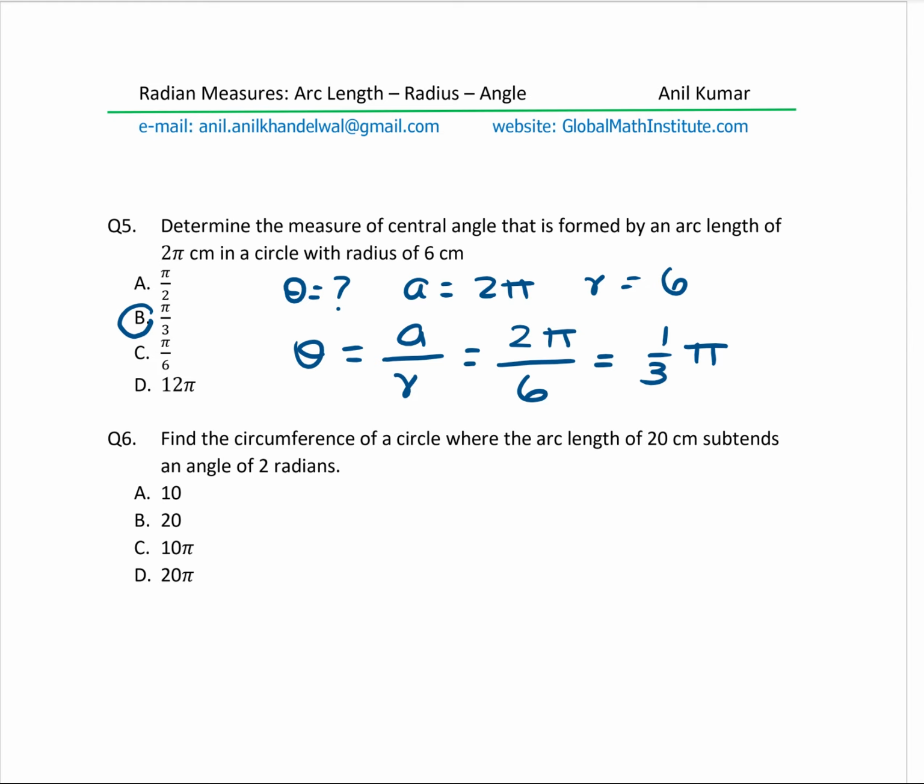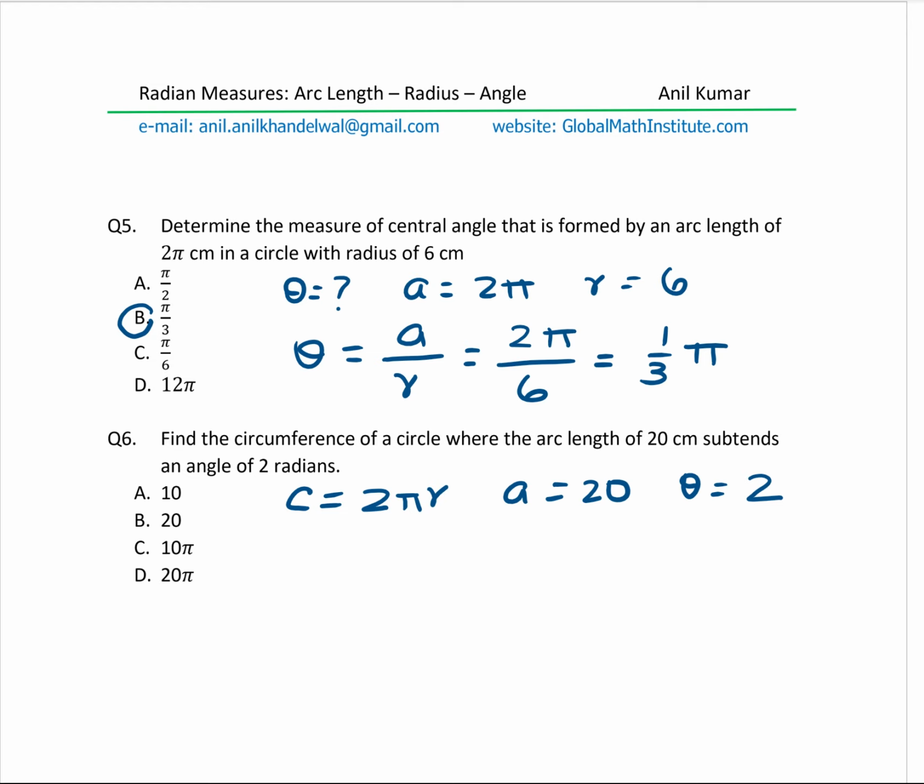Question number 6. Find the circumference of a circle where the arc length, so we need to find circumference, which is 2 pi r, correct? So let's write down 2 pi r. Find the circumference of the circle where the arc length A is 20 centimeters, subtends an angle of 2 radians. So theta is given to us as 2 radians.